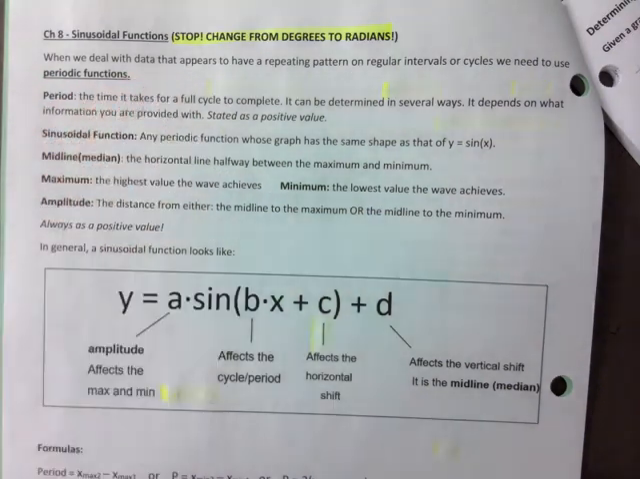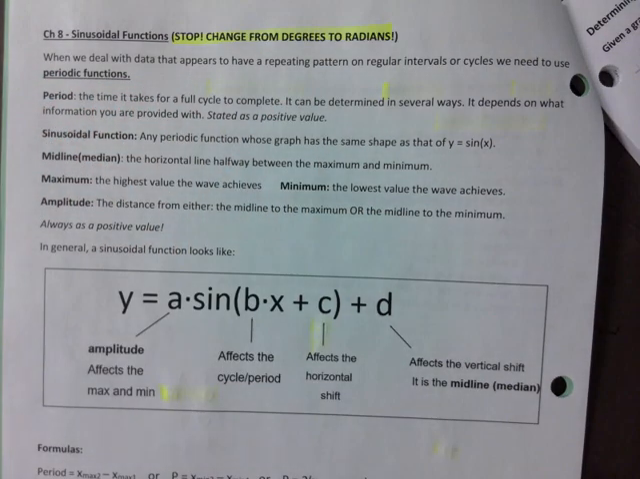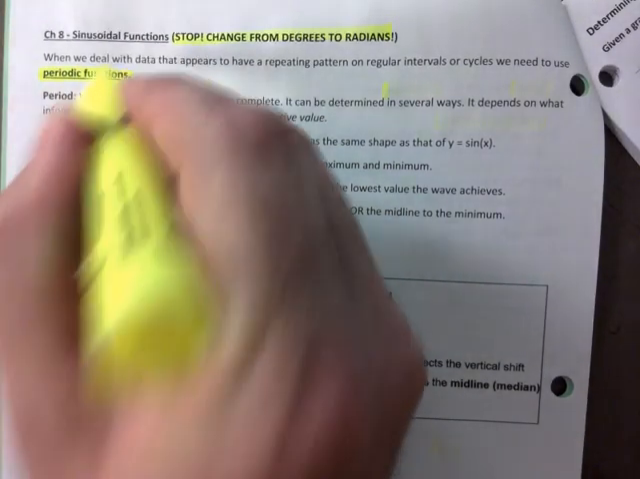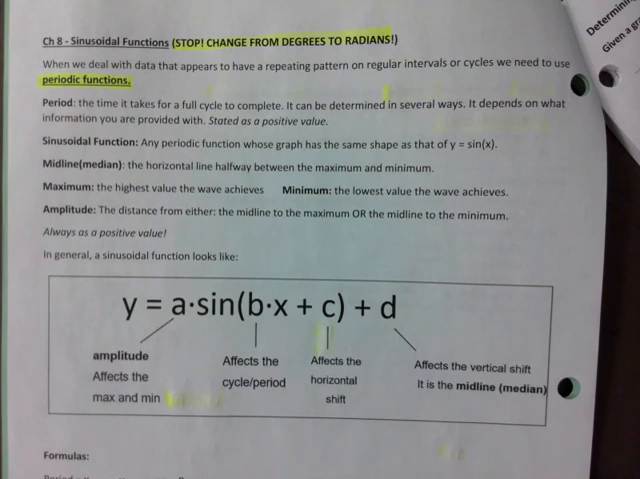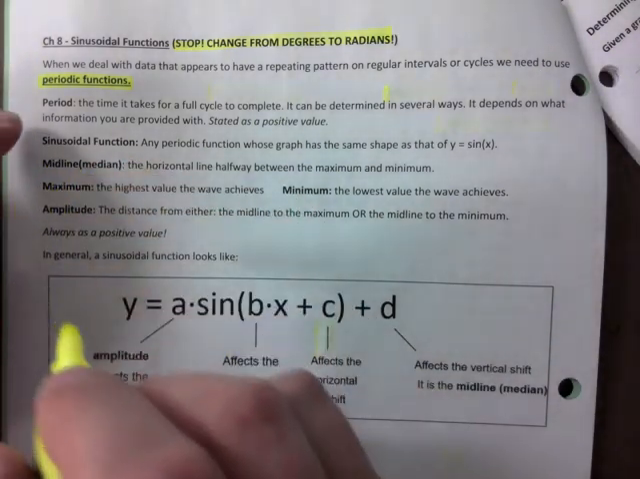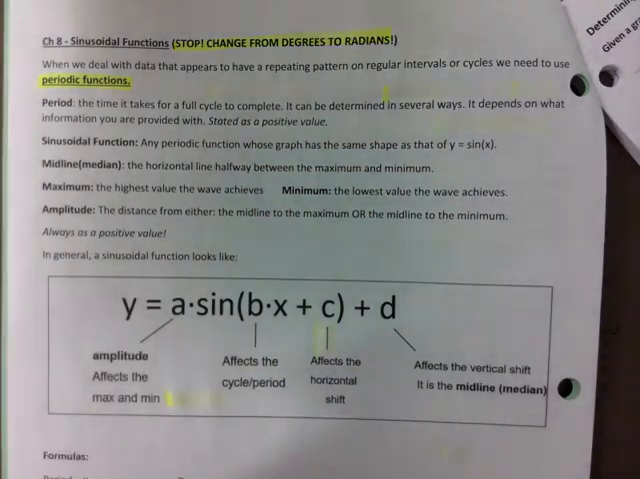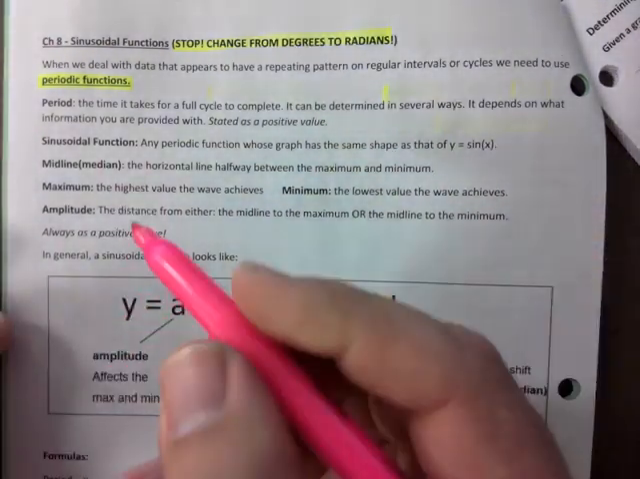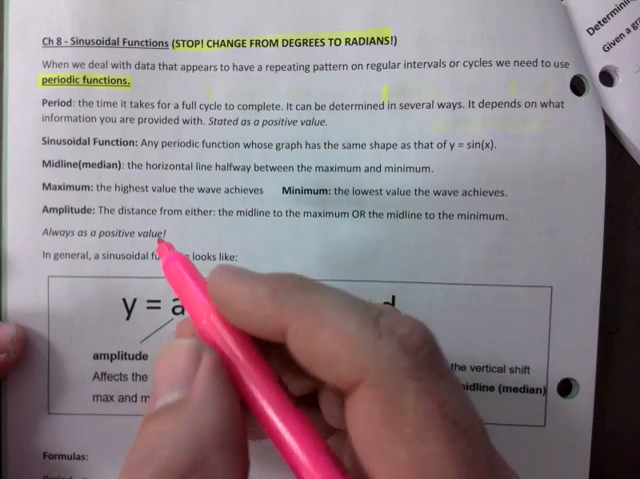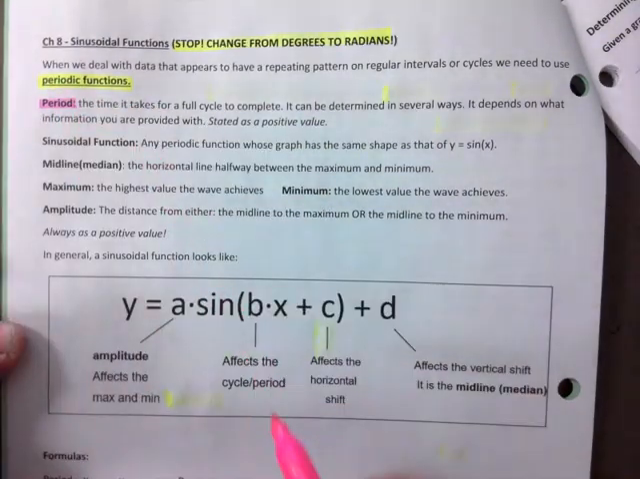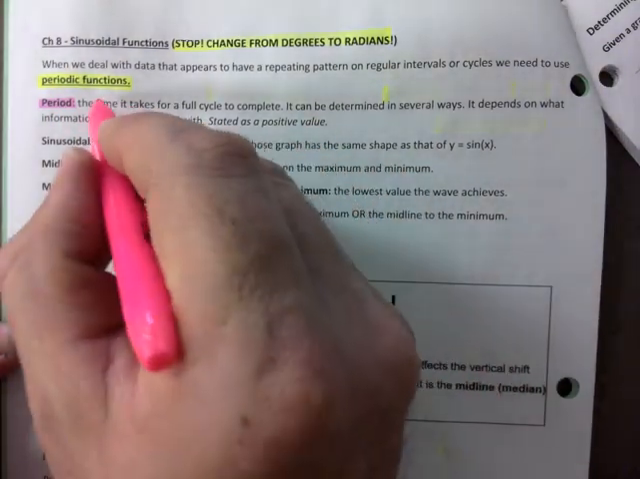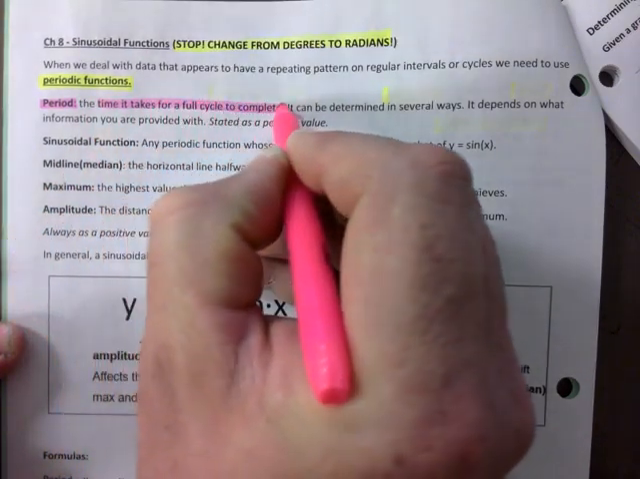We deal with data that appears to have a repeating pattern on regular intervals. And so, again, I'm going to say that one more time. We're in the periodic functions category because cosine is also periodic, but we're not talking about cosine in this course, okay? Cosine is a different course. So these are the key terms here that I want you to know, and I'm going to use a different color for it. So you have what we call the period, okay? It's the time it takes for a full cycle to complete.